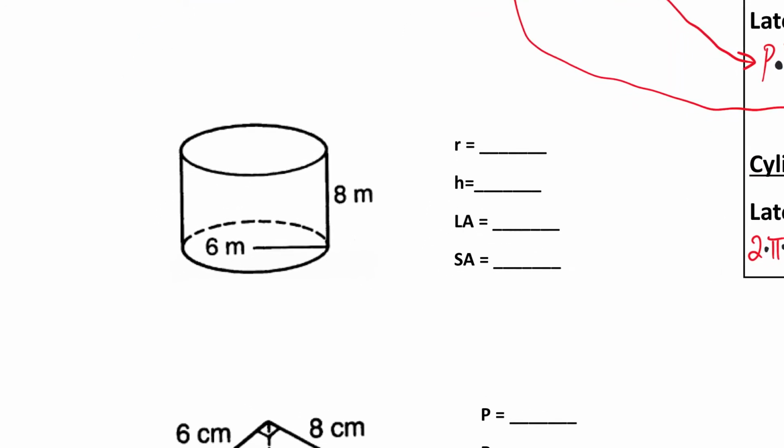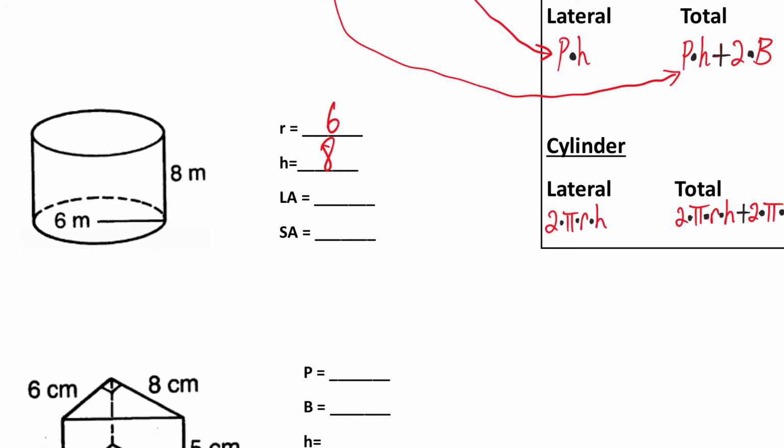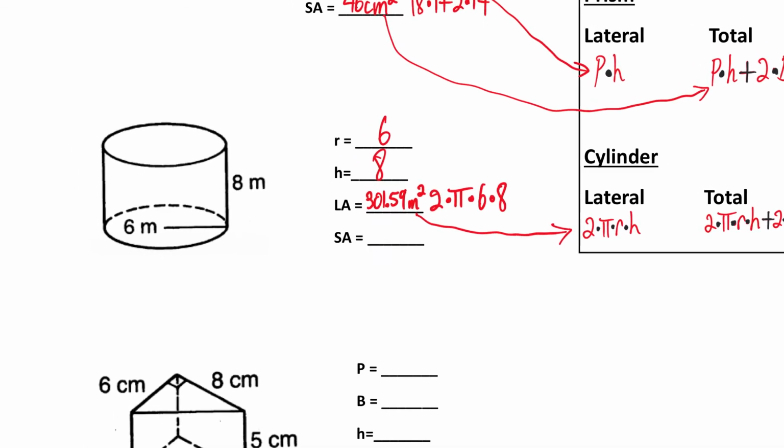Now this one, what is the radius of the cylinder? 6. The height? 8. So for the lateral surface area, I'm using this formula right here. So 2 pi RH. 2 times pi times 6 times 8. Just typing that in your calculator. What does that give you? 301.59 square meters.